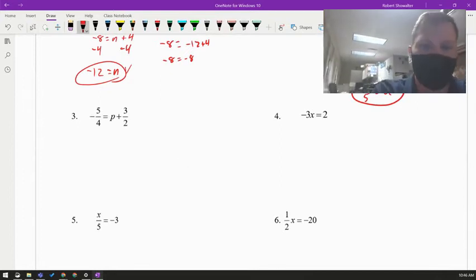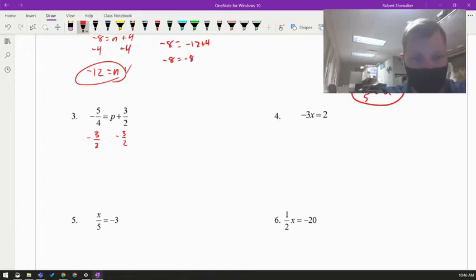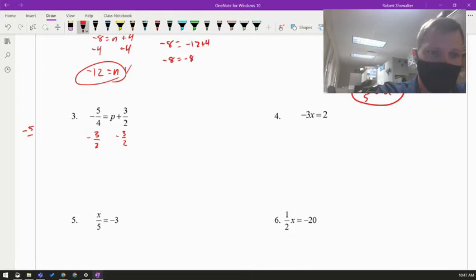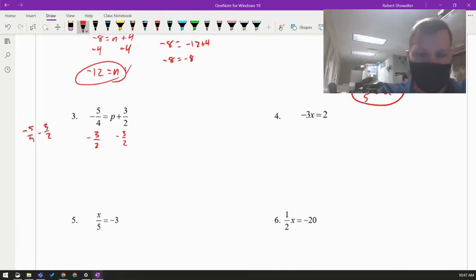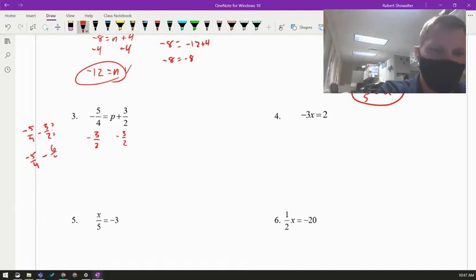What's happening to P? Well, we have something added to it, so we're going to do the opposite sign to it to reverse it. So we're going to subtract it from both sides. And off to the side, I'm going to do negative 5/4 minus 3/2. In order to subtract them by hand, we need a common denominator. So instead of minus 3/2, we're going to have to get a common denominator of 4. So we're going to multiply top and bottom by 2, giving 6/4.